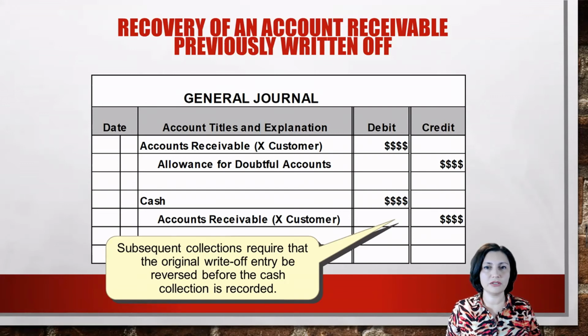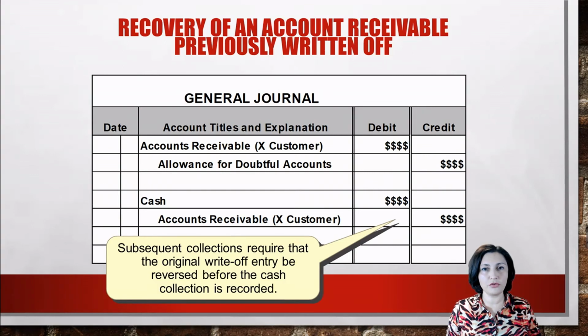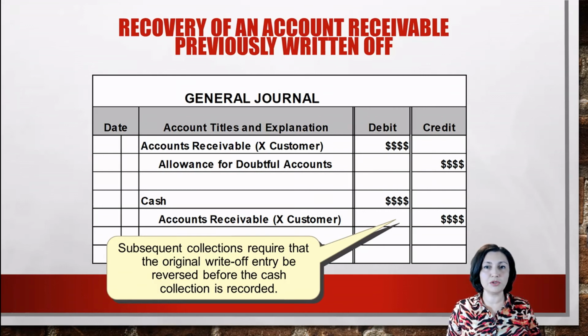Sometimes, after an account receivable has been written off, a customer will send in a payment. If this happens, should the customer payment be returned since the accounts receivable has been written off? Of course not. When this happens, two entries are necessary. The first entry is required to reverse the write-off and reestablish the accounts receivable. It includes a debit to accounts receivable and a credit to allowance for doubtful accounts. The second entry records the receipt of cash with a debit to cash and a credit to accounts receivable.